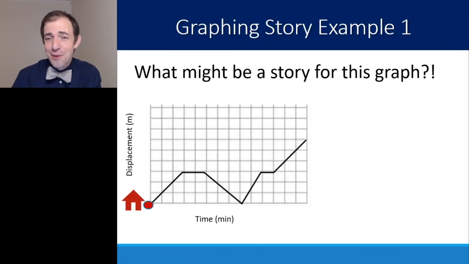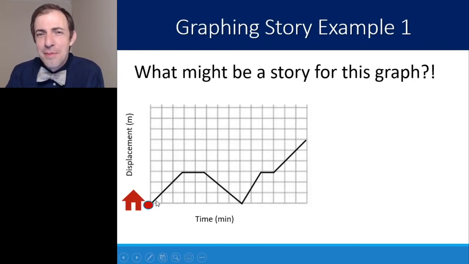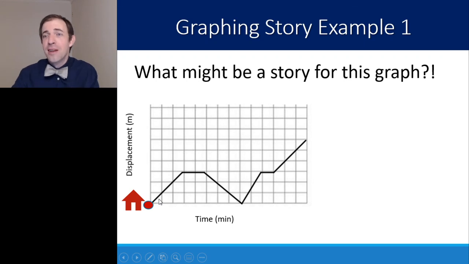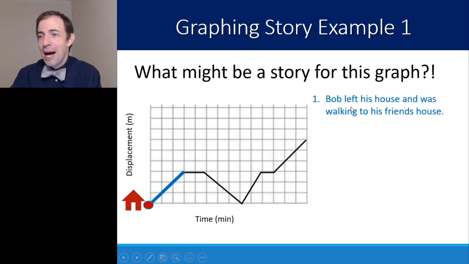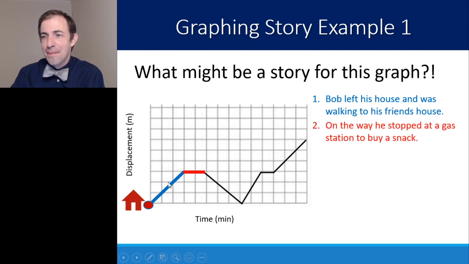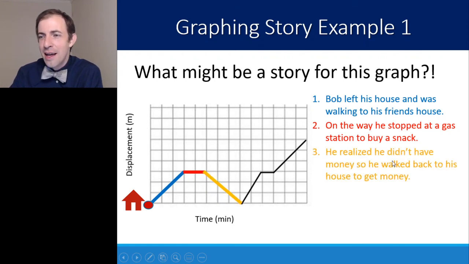I can see another story here. Let's say that my displacement of 0 is my house. I could have a scenario where Bob leaves his house and walks to his friend's house. Now, on the way, he stops for gas and buys a snack there. So he didn't make it all the way to his friend's house. He stops there, buys a snack. But then he realizes he doesn't have money, so he has to walk all the way back to his house to get some money. And then he runs back to the gas station.